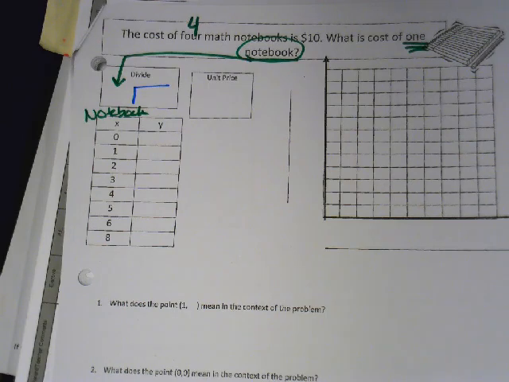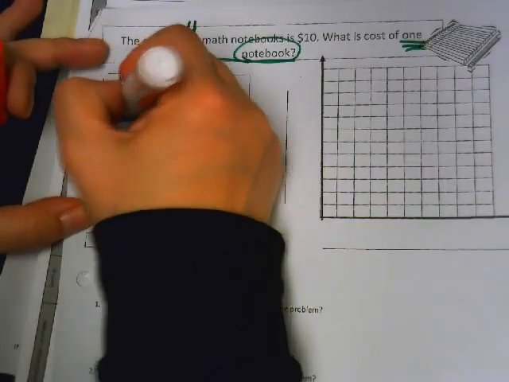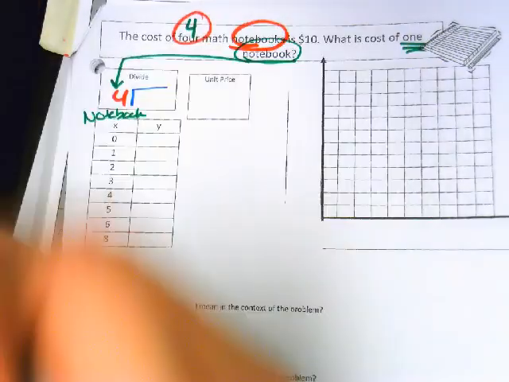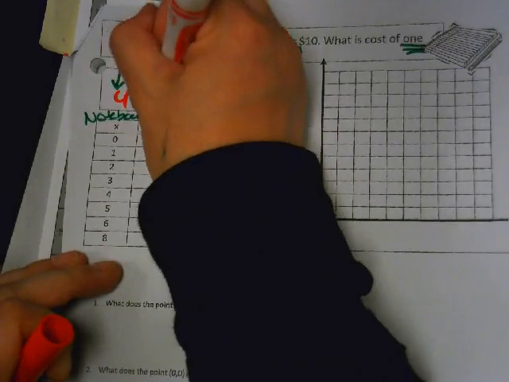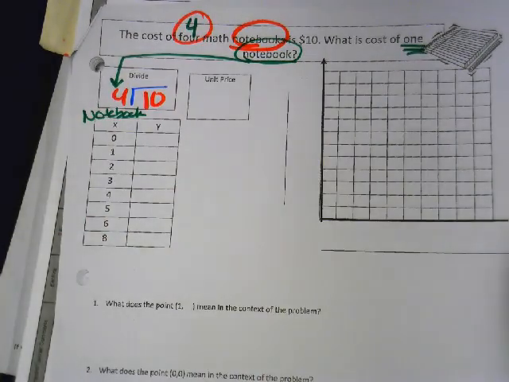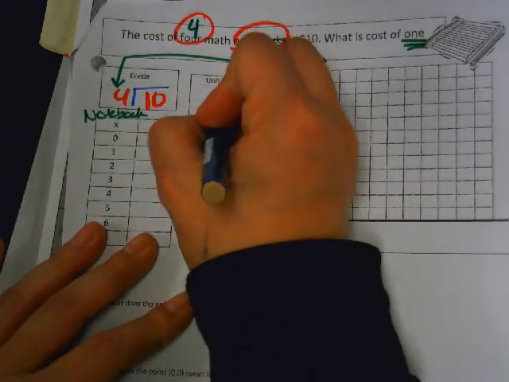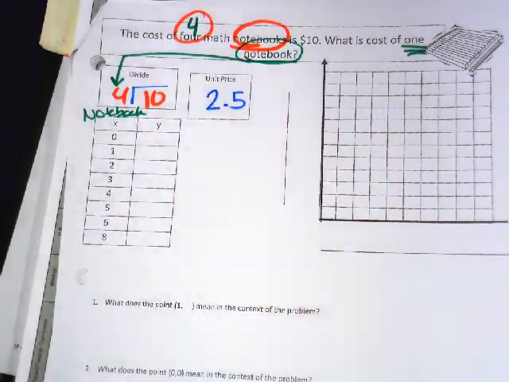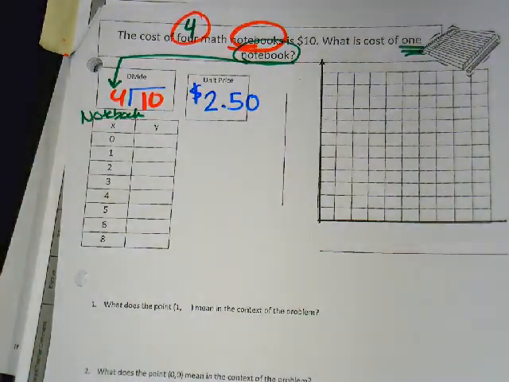All right. So what number goes outside? Which number is your notebooks? 4. Because it says 4 notebooks, so that goes outside. What number goes inside? 10. Very good. If you need to use a calculator, fantastic. If you can do it by hand, fantastic. And Jordan, what is our unit rate? Okay, what does 2.5 mean? $2.50 per notebook.